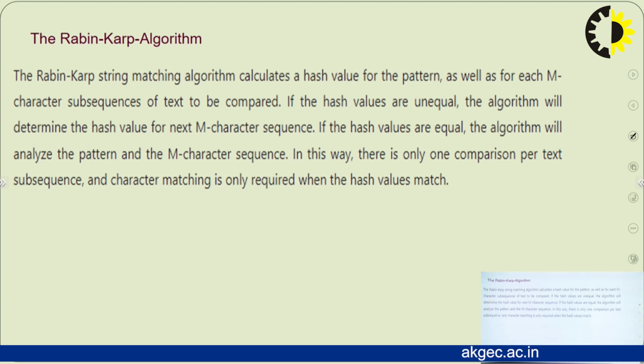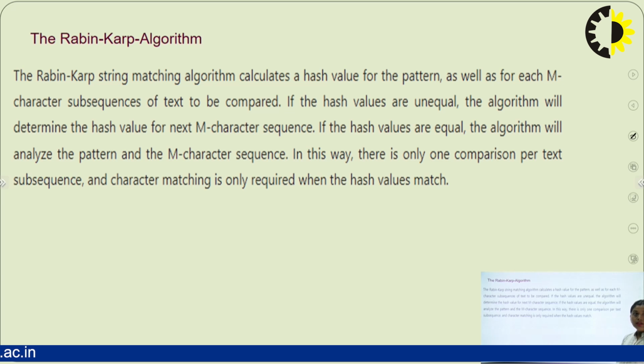In this Rabin-Karp string matching algorithm, we calculate a hash value for the pattern. We are calculating the hash value, and for the calculation of the hash value there are many different methods, which we can consider in the next slide.